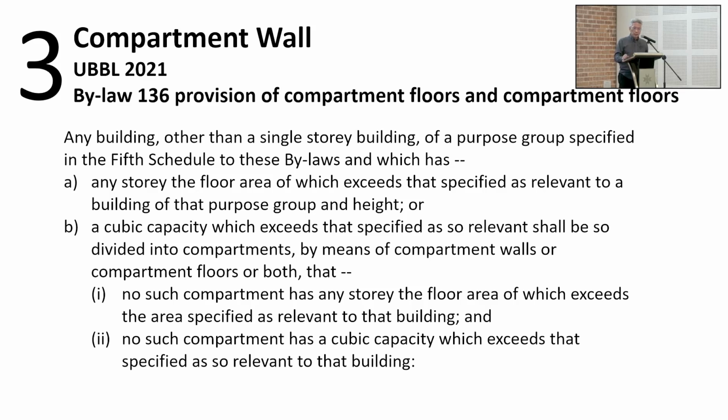So it's any building other than a single building. Okay, talk about the fifth schedule. The fifth schedule is the definition of purpose group, right? Then from the fifth schedule, it starts to define maximum fire compartment limits. Limits of fire compartments by floor area and by building volume. So this is where compartment walls come in.